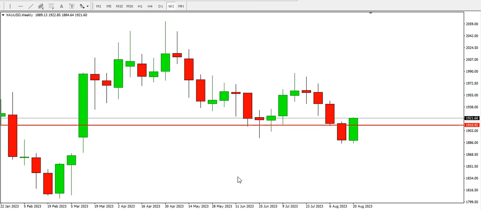Today we'll be looking at how we can trade gold, euro USD, gbp USD, and usdjpy on the smaller time frames. But before we go to the smaller time frames, let's take a look at what has happened on the higher time frame. So I'll be starting with gold on the weekly time frame.